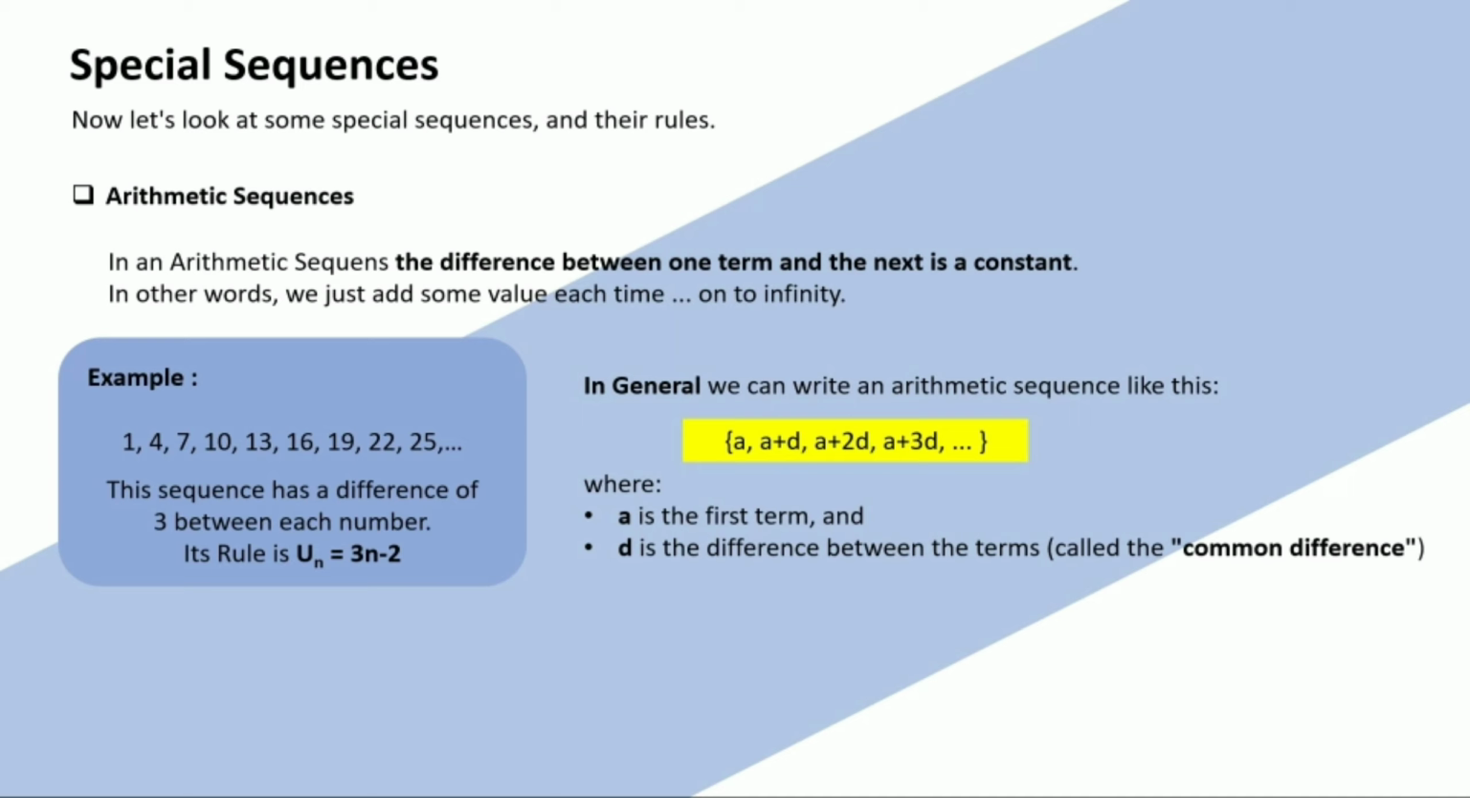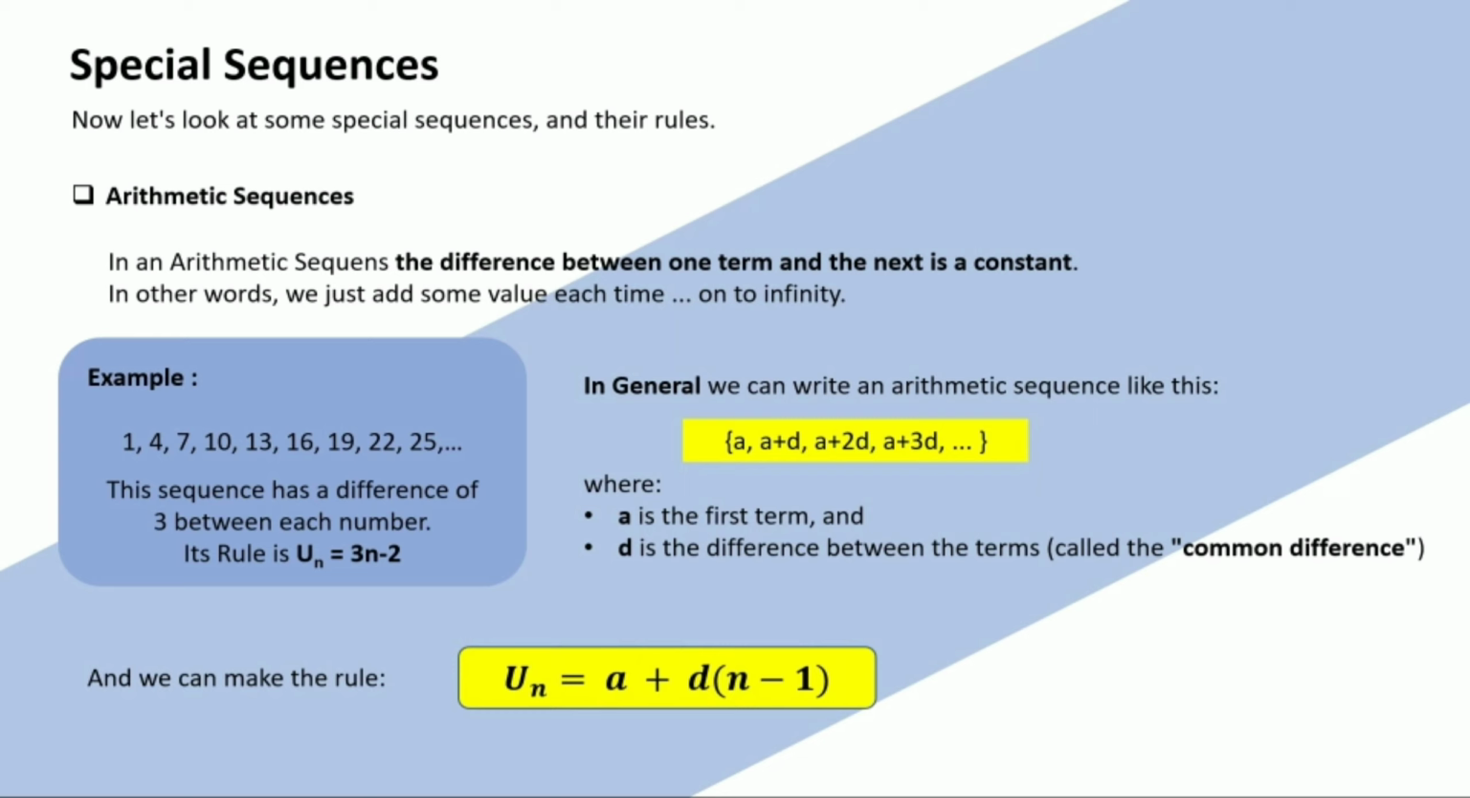In general, we can write an arithmetic sequence like this: a, a plus d, a plus 2d, a plus 3d, and so on, where a is the first term and d is the difference between the terms, or we can call it the common difference.